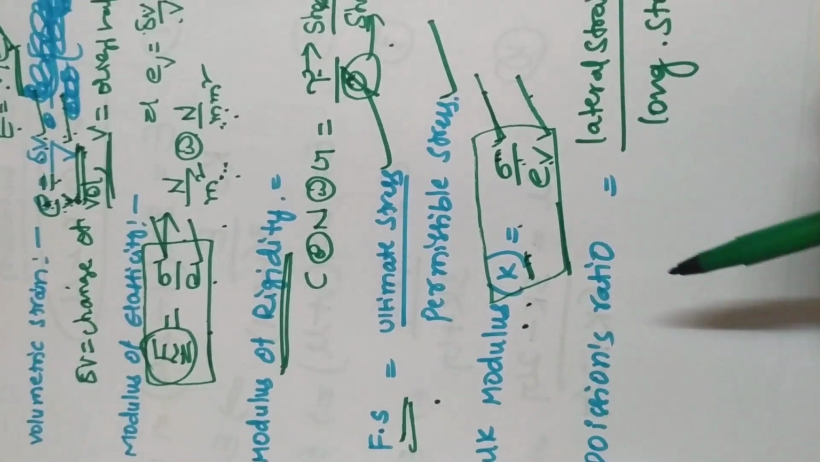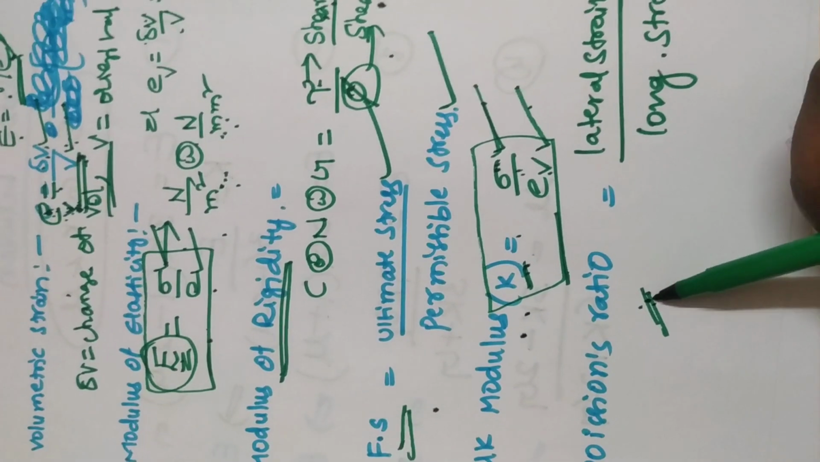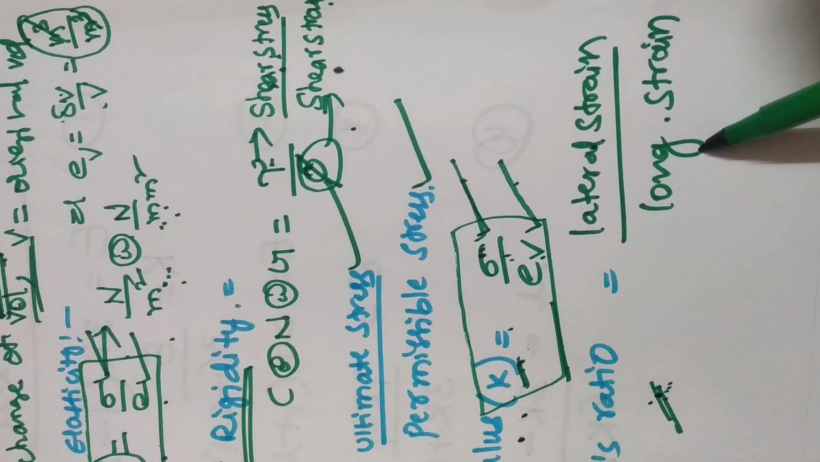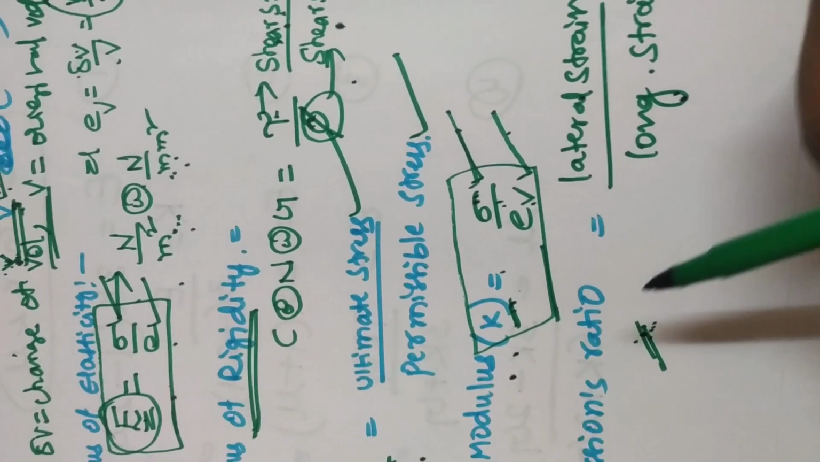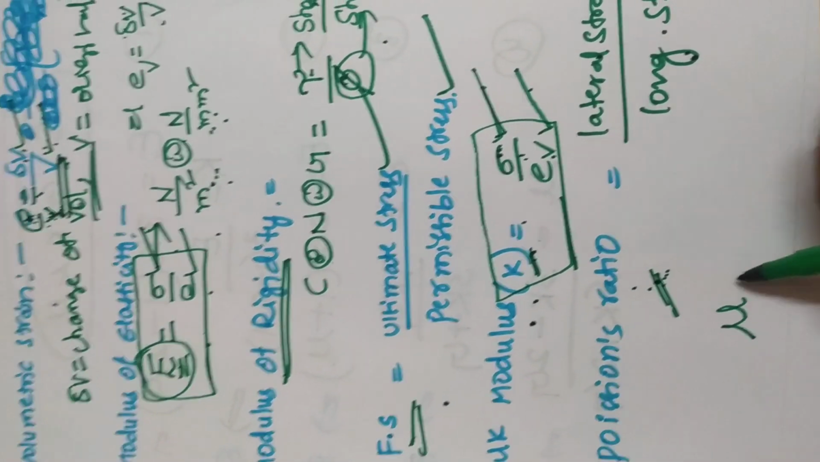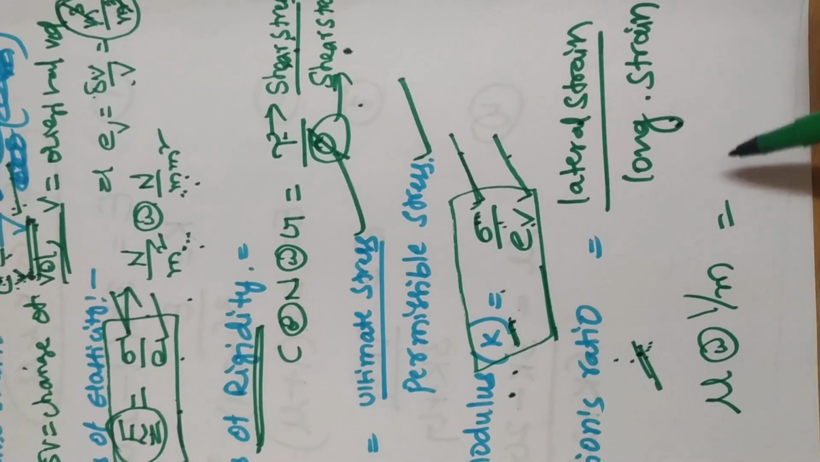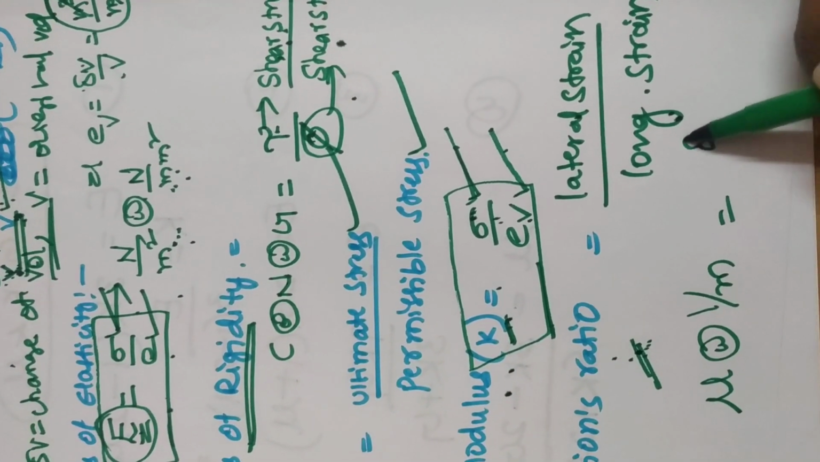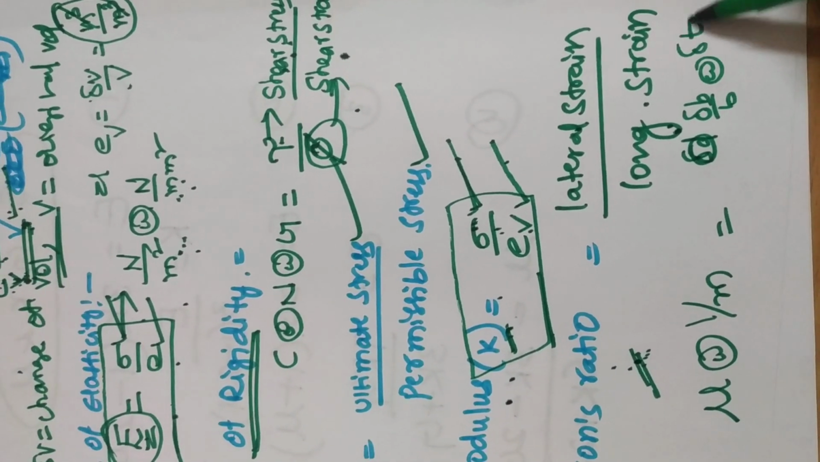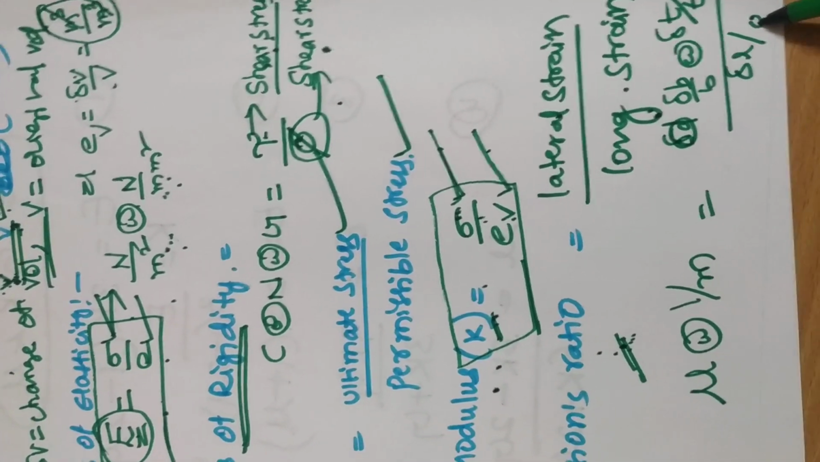The next one is Poisson's ratio. How to define Poisson's ratio? The ratio between lateral strain to the longitudinal strain is known as Poisson's ratio. It is denoted by mu or 1 by m, equal to lateral strain by longitudinal strain. Lateral strain means delta B by B or delta T by T, and longitudinal strain is delta L by L.